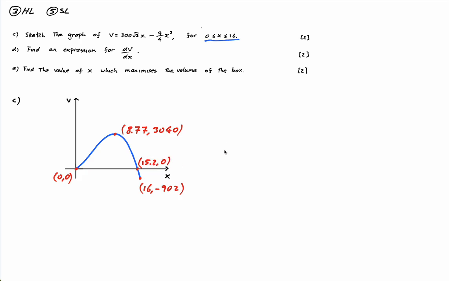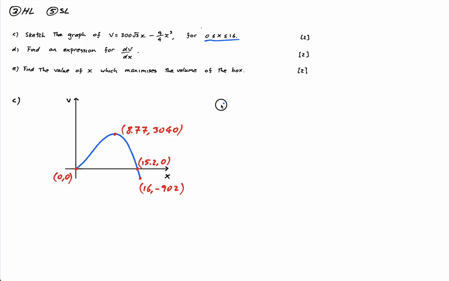Okay, so that's it. And there's no really other points I can put in. The shape's correct. I've put in the zeros, I've put in the max, and I've put in that end point there, and it goes from 0 to 16, inclusive. Okay, definitely I'm going to get my 2 marks there.